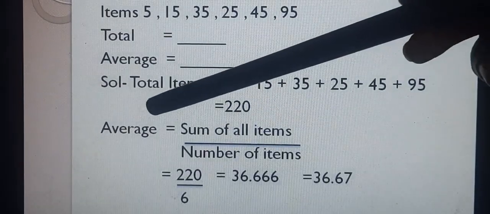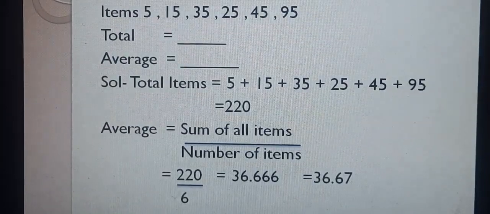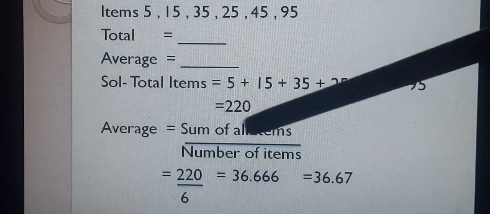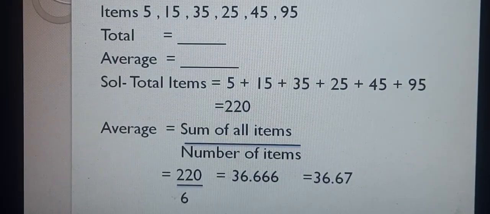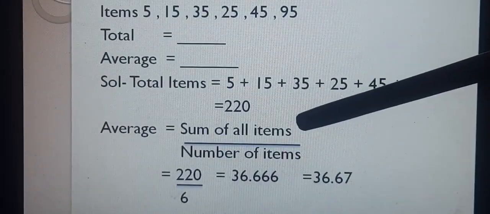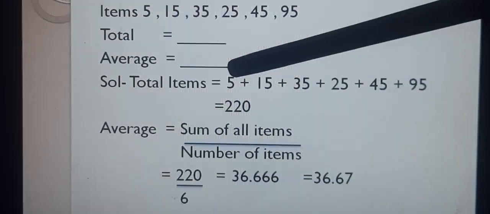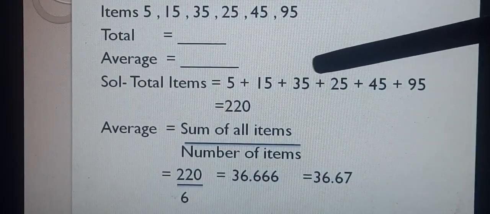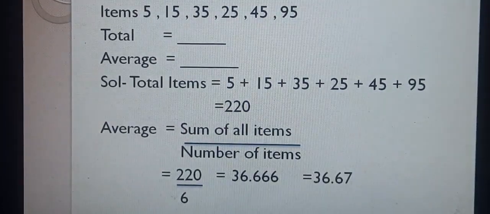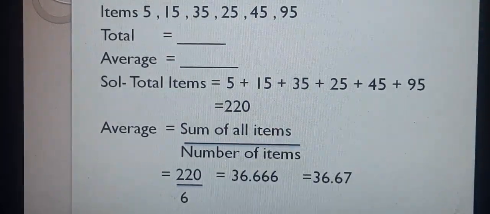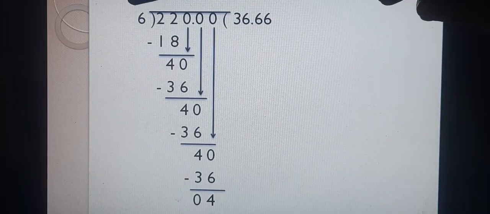Now one more fill-up is there to find out the average. As you know the formula of average. Average is equal to sum of all the items divided by number of the items. You can write down sum of all the values divided by number of the values. That is also correct. So sum of all the items, sum is 220. Number of items, count these 1, 2, 3, 4, 5, 6. So number of items are 6. 220 divided by 6.